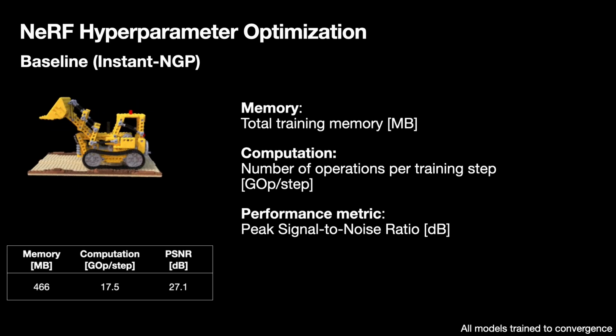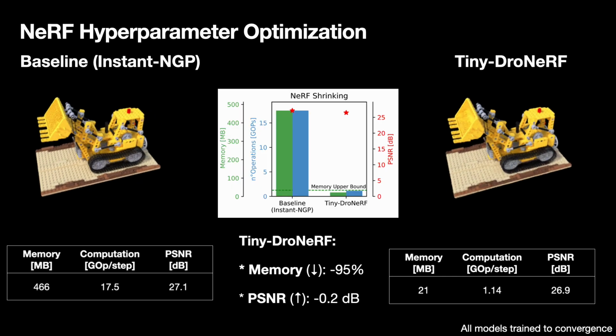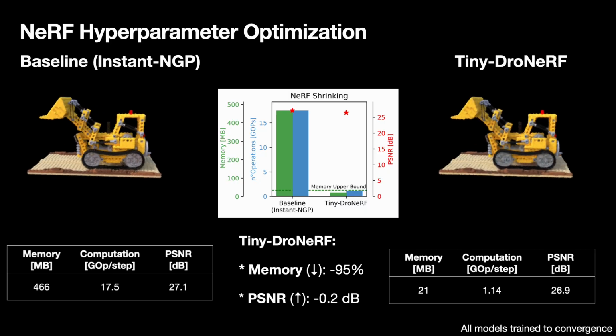Tiny-DroNeRF reduces memory requirements by 95% compared to Instant-NGP through hyperparameter optimization, with only a 0.2 decibel decrease in reconstruction quality, measured with PSNR.